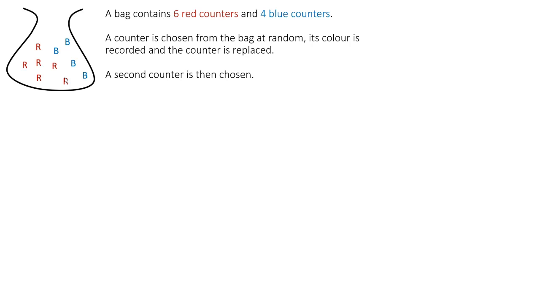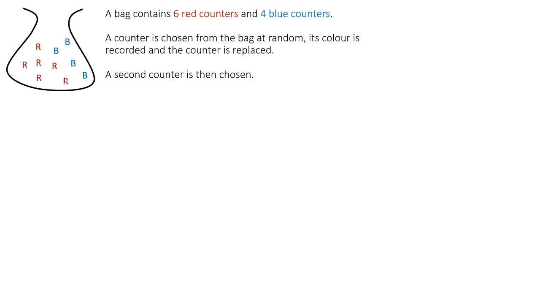So we can't just list the different options, because really there aren't 4 options. It's not that we've got red red, blue blue, red blue, blue red. We haven't just got those 4 options. We've got lots more than that, because there are 6 different red counters and 4 different blue counters. It would take us a long time to list all of the options. So we're going to do something else. We're going to draw what's called a probability tree.